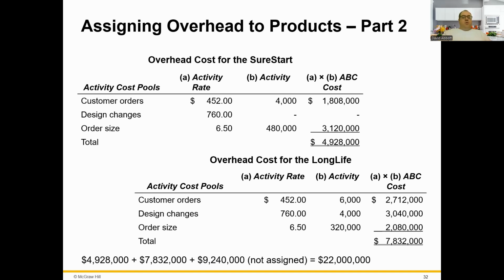Notice that the total overhead costs assigned to Sure Start and Long Life are $4,928,000 and $7,832,000 respectively. The total overhead costs assigned to products, $4,928,000 and $7,832,000, plus the total overhead costs not assigned to products, which is $9,240,000, equal the total overhead cost of $22 million that we saw from earlier slides.